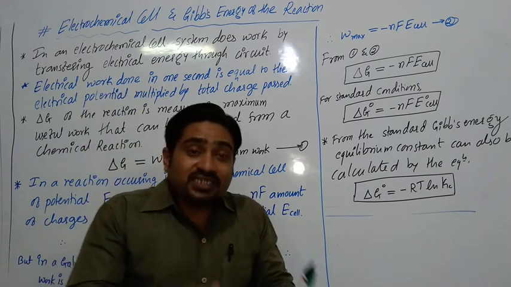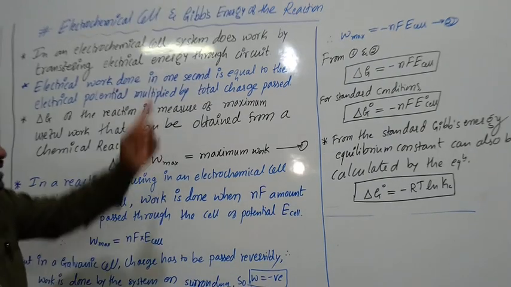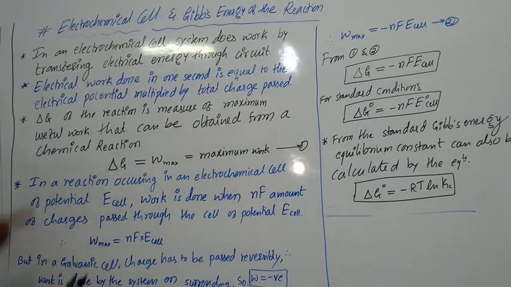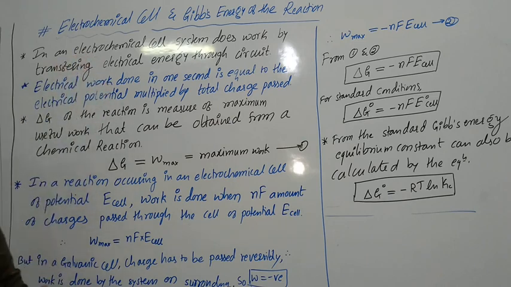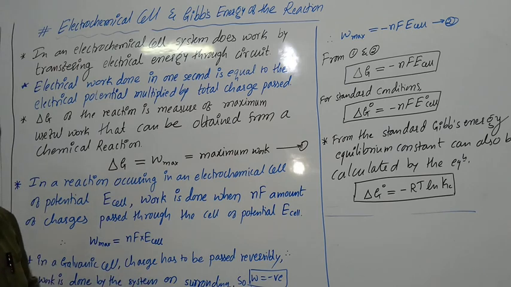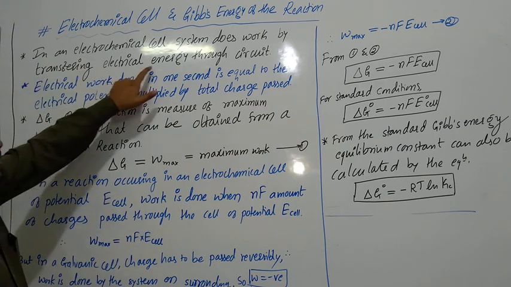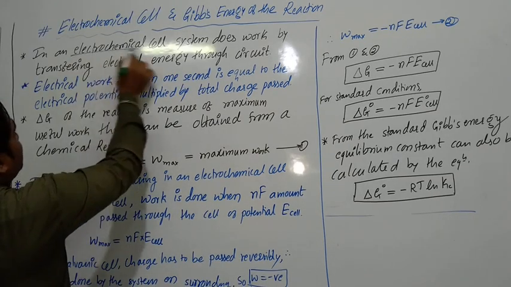So now what is the exact relationship between cell potential of an electrochemical cell and Gibbs energy? Now we are going to derive or establish that. So here in an electrochemical cell, the system does work. System means my electrochemical cell. The system does work by transferring electrical energy through the circuit.